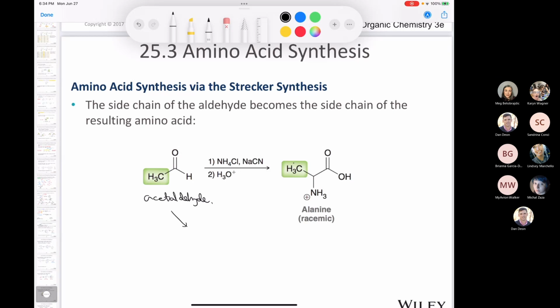Also, I think it's wise to, even though I'm not going to ask you the mechanism, you should know that it proceeds through that alpha amino nitrile. So you've got the nitrile, and on the alpha carbon, you've got the amino group like this. So this is kind of your intermediate after the first step. And then you hydrolyze the nitrile to the carboxyl group.